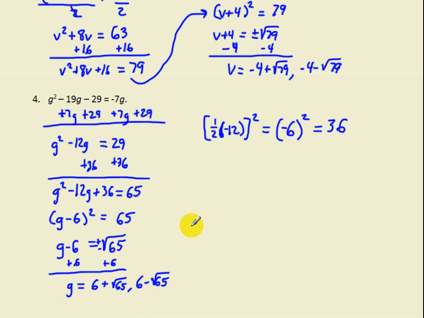Alright, so again, this is a little bit complicated at first, but if you do this plenty of times, you'll get the hang of it.